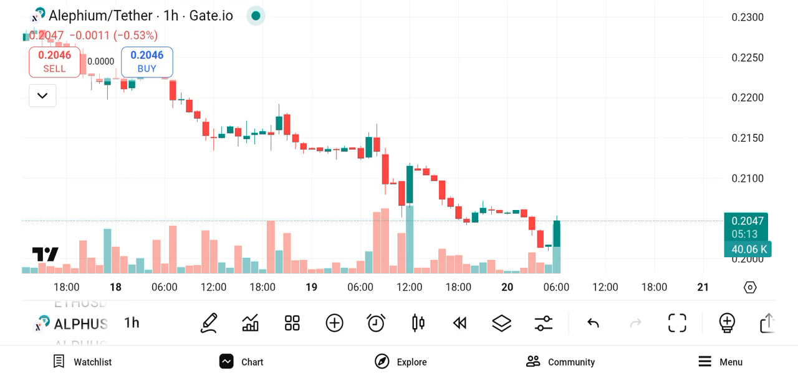Today is September 20th, 2025, and I want to carry out the technical analysis on the trading pair Alephium/USDT on the TradingView platform. We're going to be making use of Gate.io's exchange. The exchange is being displayed live on TradingView's platform.